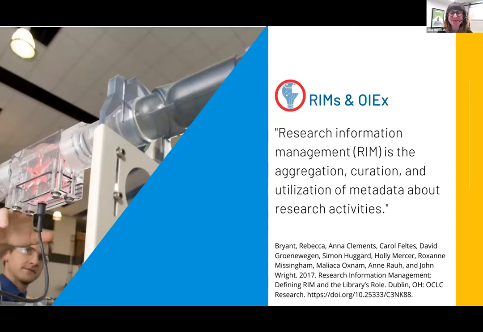So what is a RIM and how does it relate to OIEX and libraries? To give us a shared definition from an OCLC report defining RIM and the library's role, research information management is the aggregation, curation, and utilization of metadata about research activities. This metadata can be used to trace things like activities and outputs for researchers and their affiliations, publications, data sets, patents, grants, academic service, honors, and statements of impact. RIM systems are valuable to research institutions because they combine the local with the global, providing opportunities for new insights at the departmental, faculty, college, and institutional level.